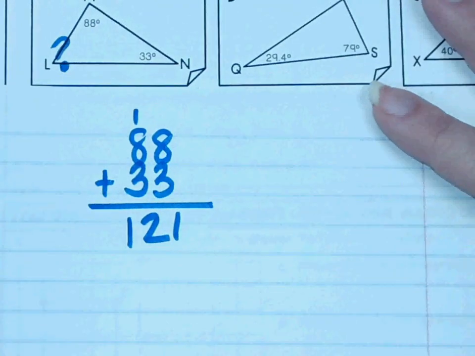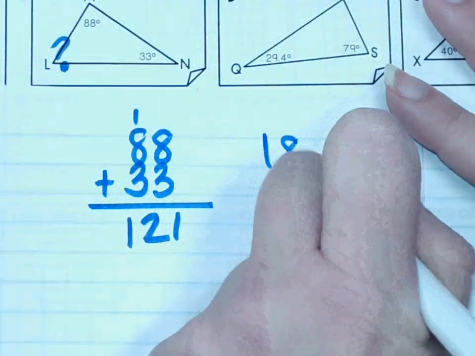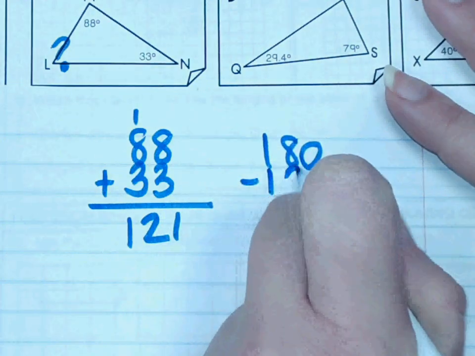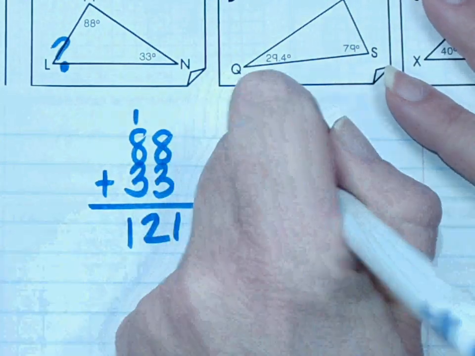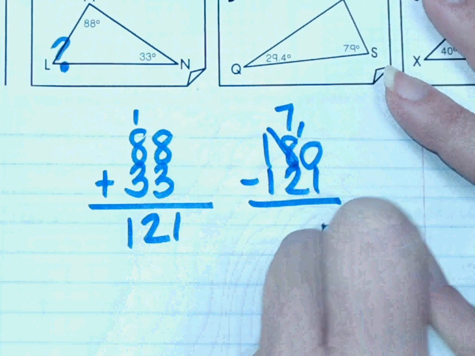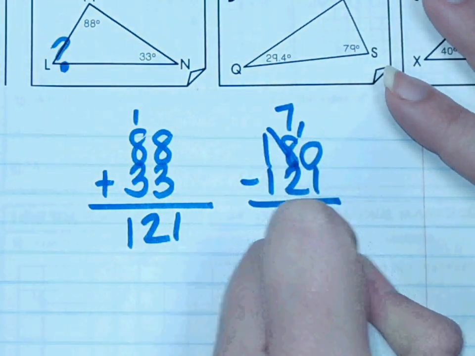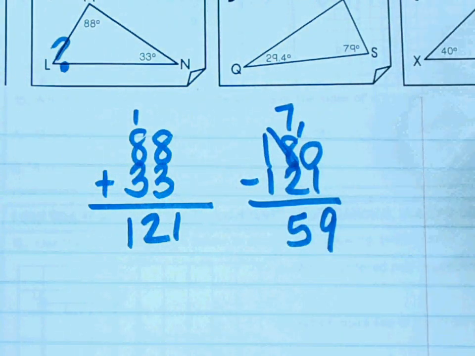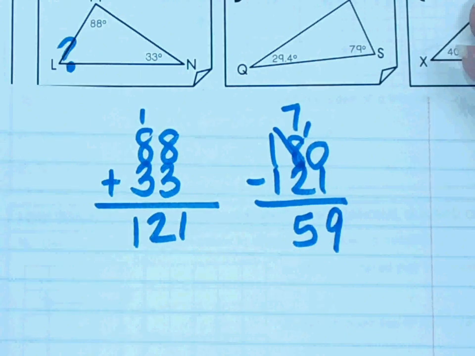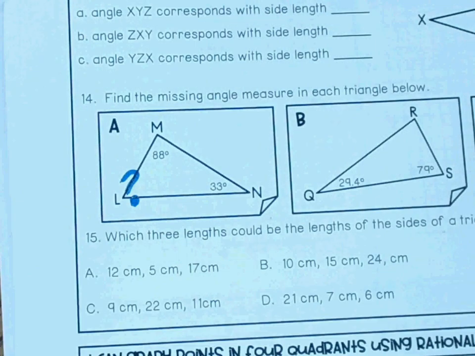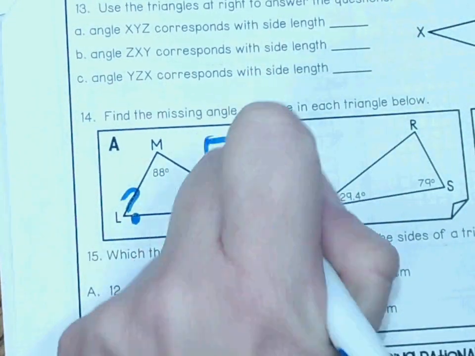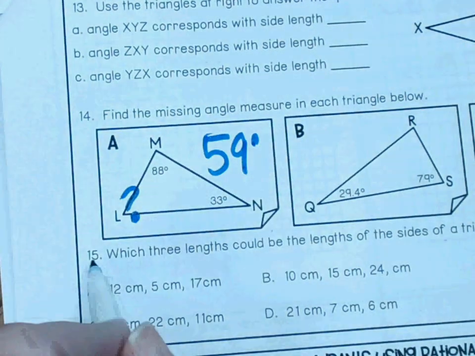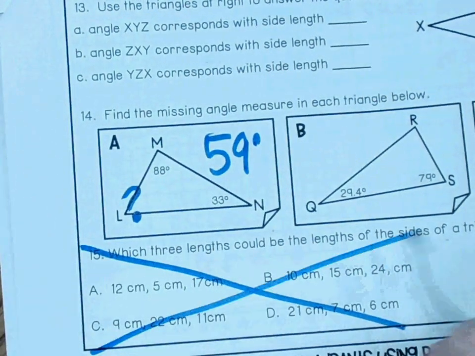I got 121. Is that what you got? Yeah. And then I just want to subtract that from 180. And 59 is your missing angle. So just write it somewhere in the box. I want you to mark out 15 because we did not do that.